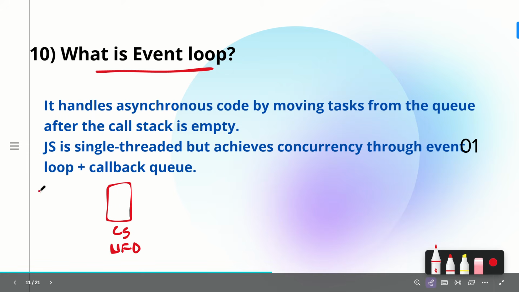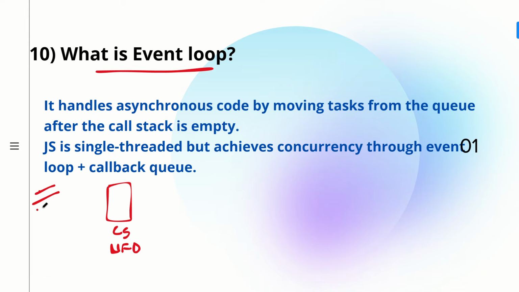Suppose we have some hundreds of lines of code here. One by one, all of these lines are going to get pushed into this call stack, and whatever was put in last will be executed first. So one by one you will have many pieces of code in this call stack, and one by one all of these will get executed, but this is for synchronous code.